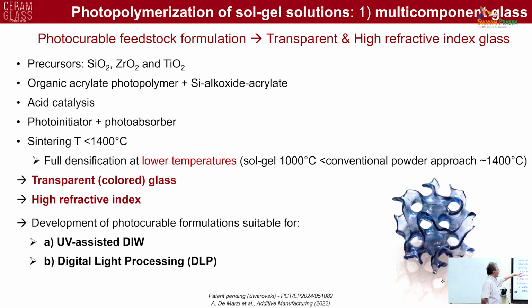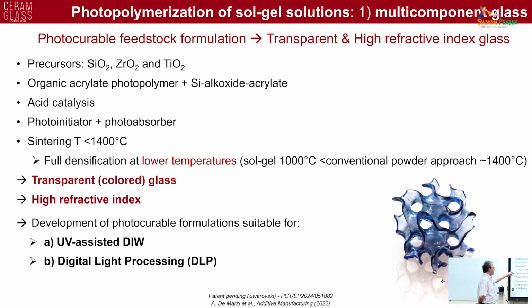If you use a colloidal silica-based approach and additive manufacturing, you can get transparent glass at 1400 degrees. With the sol-gel approach, you can get a transparent glass at lower temperature. And bear in mind that if you want to use colloidal silica to obtain glass, since you have to fire at high temperature, the problem is that you cannot dope silica with other constituents, with other oxides, because you tend to crystallize, and therefore you lose transparency.